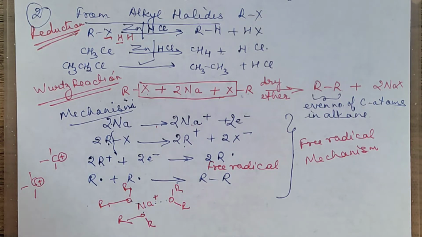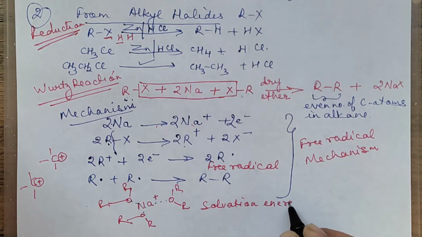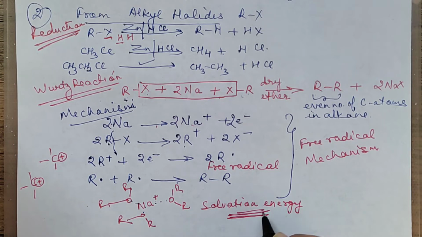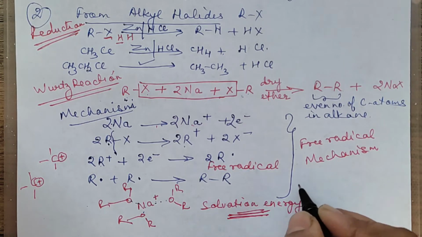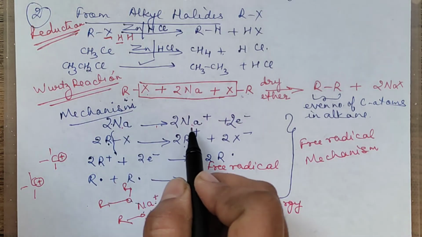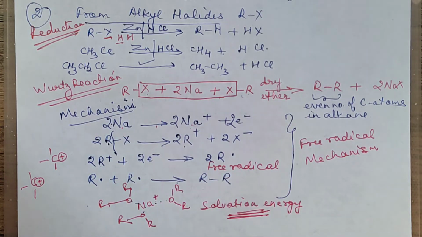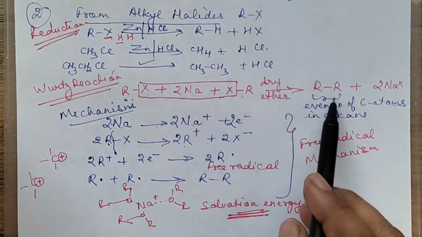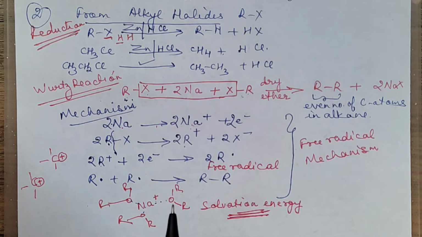That means we can say this is getting solvated. Na plus is getting solvated. In that process, energy is released, that is called solvation energy. So the energy released, that is the solvation energy, is used to ionize that Na to form Na plus. Okay, so that is the reaction, and the proposed mechanism is this.